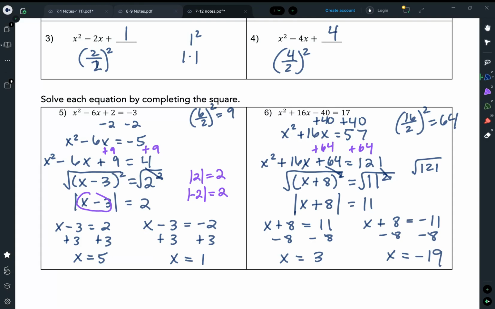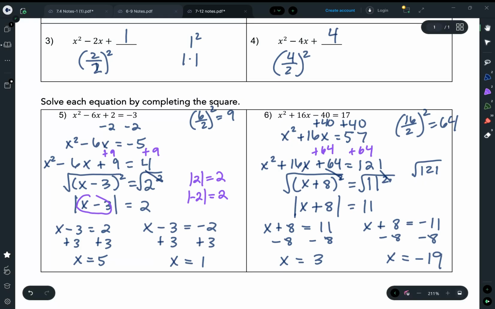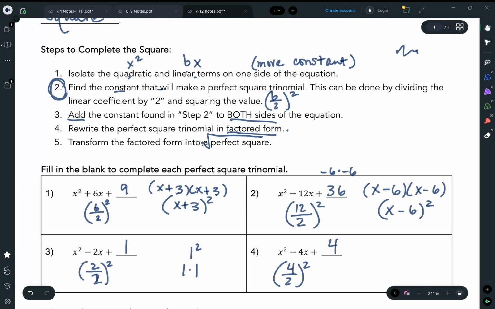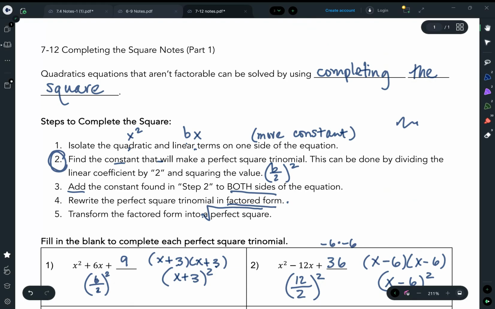So the main idea today is that not only do we have perfect squares, but we can use them to solve equations by this process called completing the square. And so we're going to be practicing this a lot today.